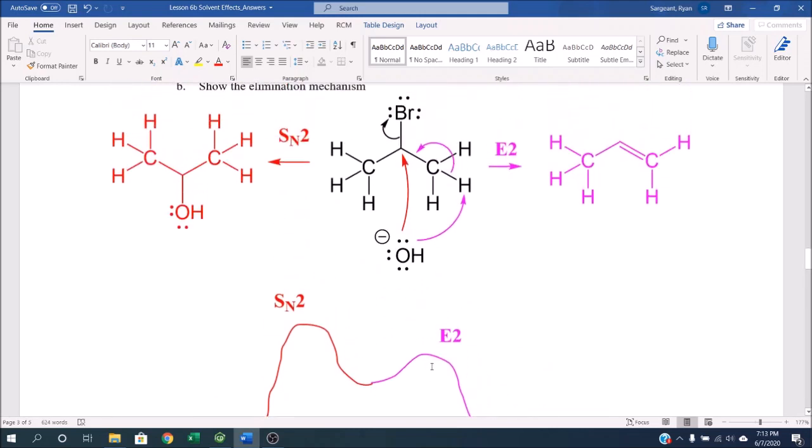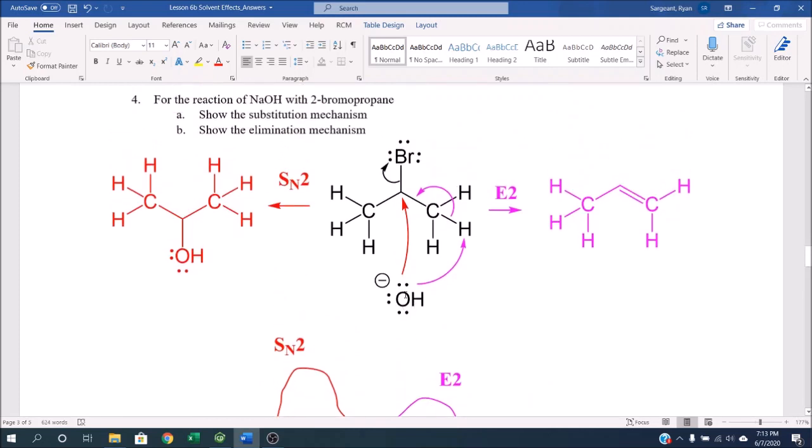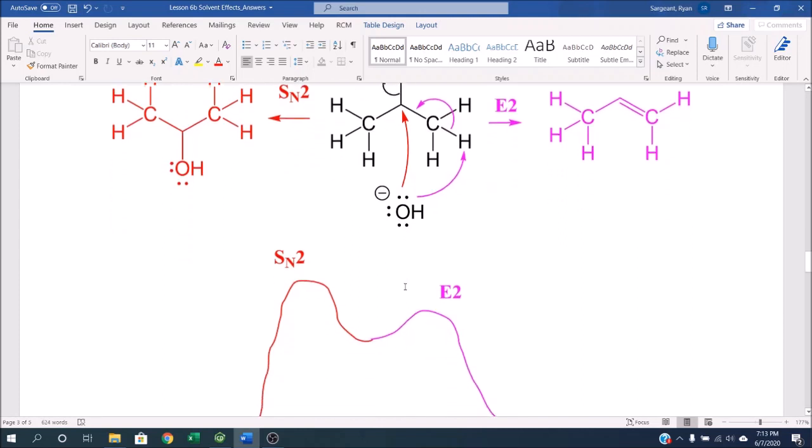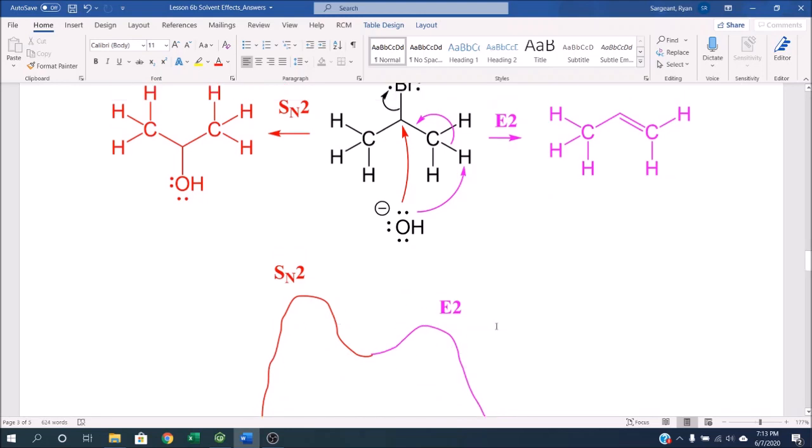And so the tidbit to memorize here is, in the case of secondary alkyl halides, in the presence of a strong base like hydroxide, elimination is typically favored over substitution. But so far, all you need to recognize is that both of those are happening simultaneously. The majority of the molecules are going to follow this E2 pathway. Some of the molecules are going to follow this SN2 pathway.